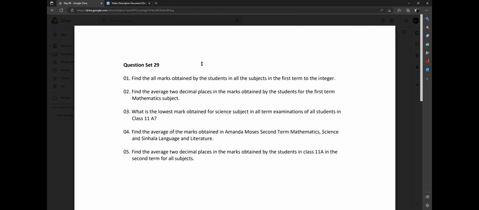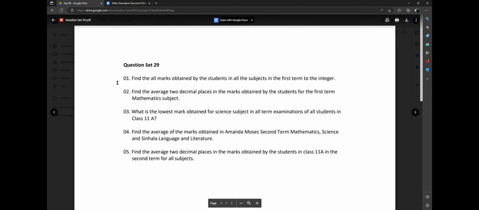Hello everyone. So in today's video we are going to discuss how to use the round, minimum and average SQL functions using the inner join function for our SQL table. So what we have here is question set 29, which is based on the data given in question number 17 and 18.